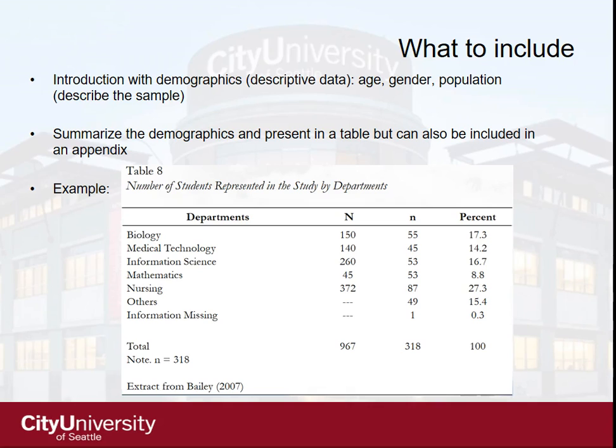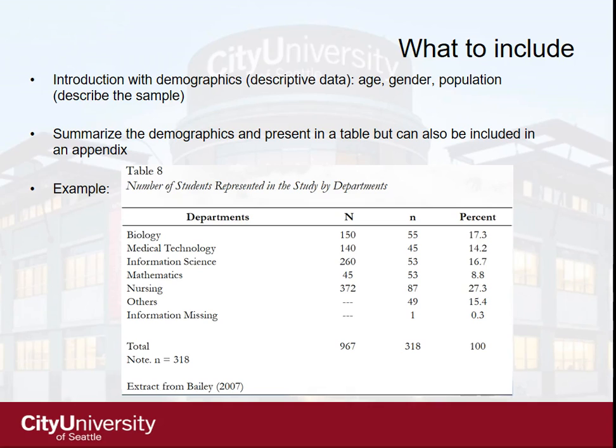You want to introduce the demographics, again descriptive data, that kind of thing: age, gender, population. Summarize the demographics and present this in a table. You can include this in an appendix as well. So I've seen it either way. It can be in the back or it can be in Chapter 4. That's up to you. Here's one that you see: number of students represented by the study by departments.